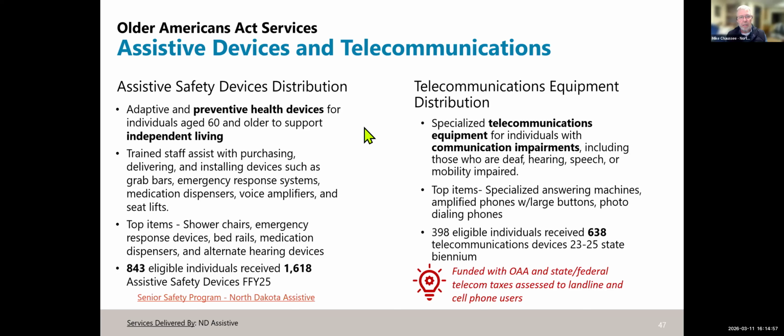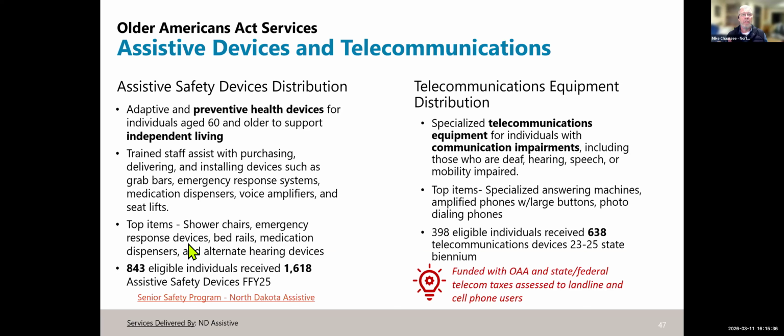So, we kind of get picky when we get short on money in a given month. You can see the list there of the types of devices that people get, but pretty much anything that we can tie to safety and keeping them in their homes. And you can see on the bottom, in fiscal year 2025, we served 183 people with 1,618 devices, which is awesome. And just because it's easier in my brain to think about that, we serve about 65 to 70 people a month with about 100 or so or more devices.